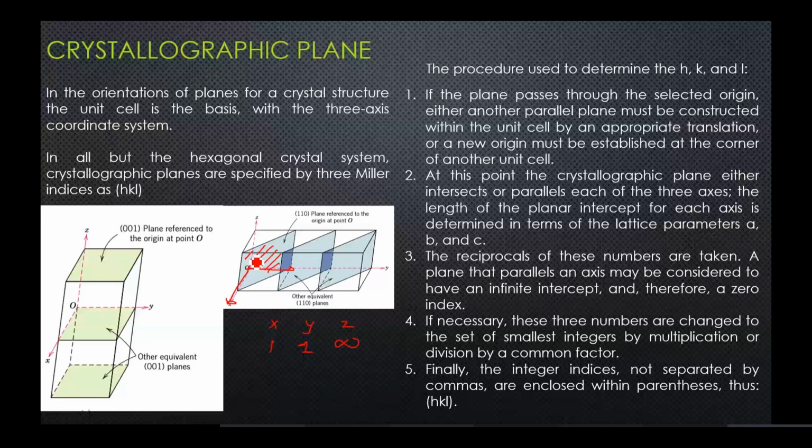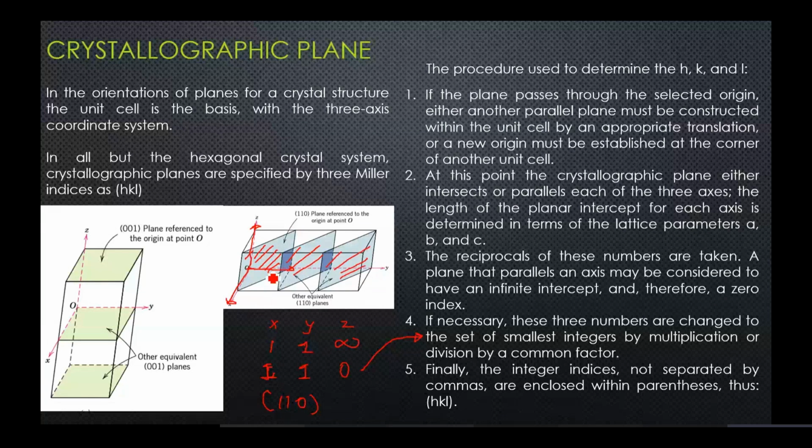I take the reciprocal. When I take the reciprocal, this would become 1, this would become 1, and z would become 0. Now, since they are already in the smallest integer form, I don't need to follow the fourth step, and I would straight away write the plane as the 1, 1, 0 plane. Clear enough? Yes, sir. And the three planes are equivalent planes. They are parallel equivalent planes. I hope this is clear to you.